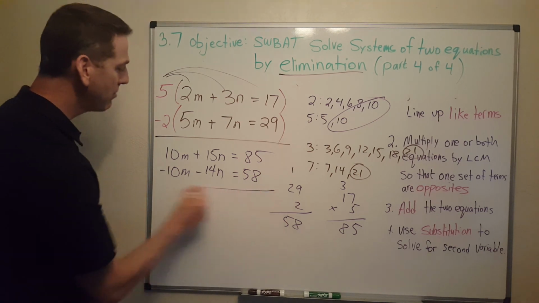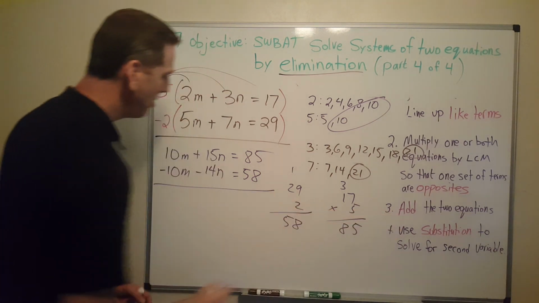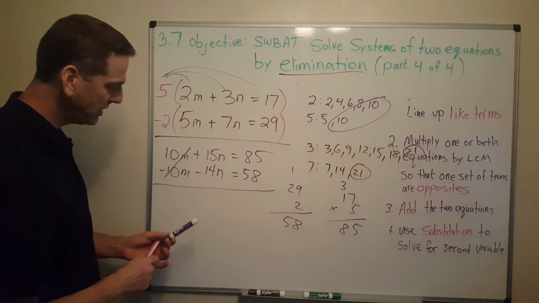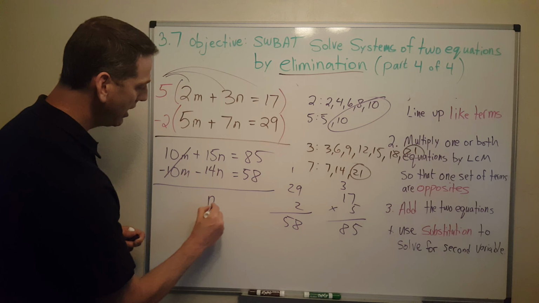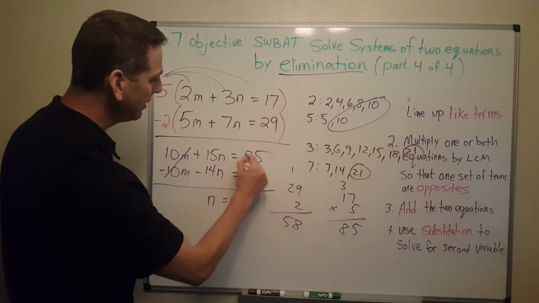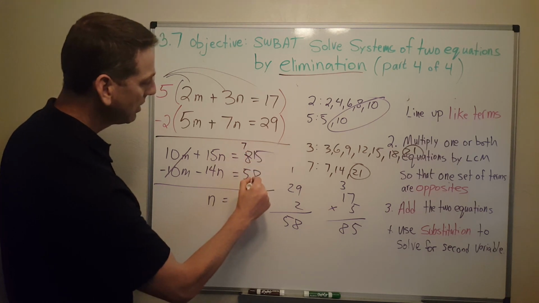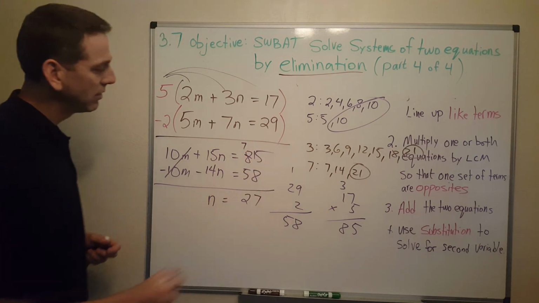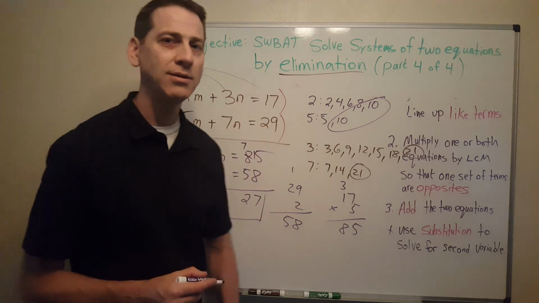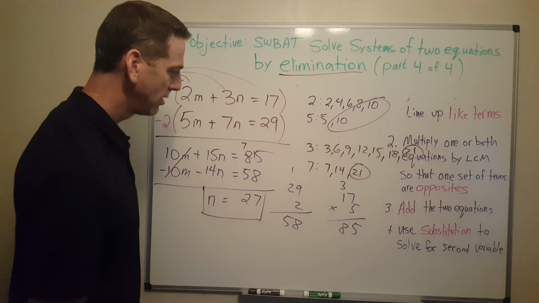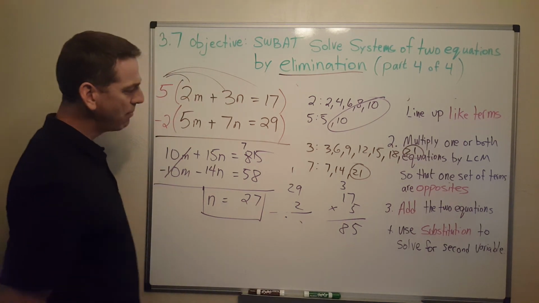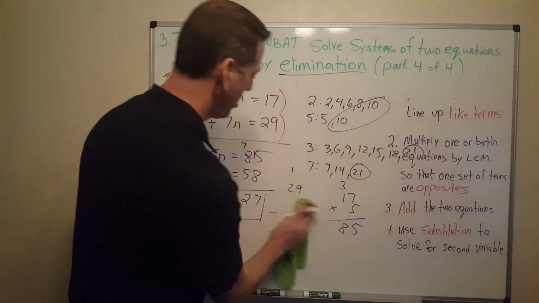All right, now I just add them up. That's going to eliminate the m. 15n minus 14n is just 1n. And what's 85 minus 58? Is that 27? So n equals 27. Look at that. Done. Solve for n. Okay. Now how about m? Still need m.